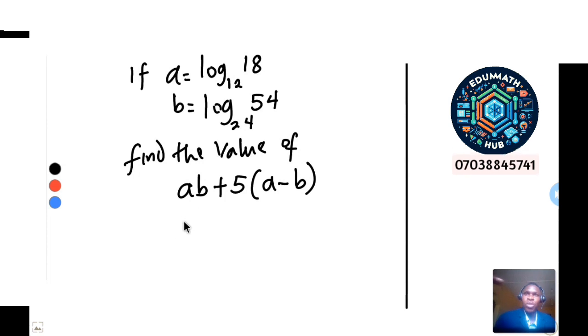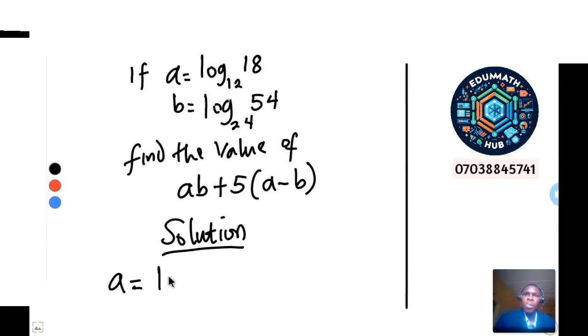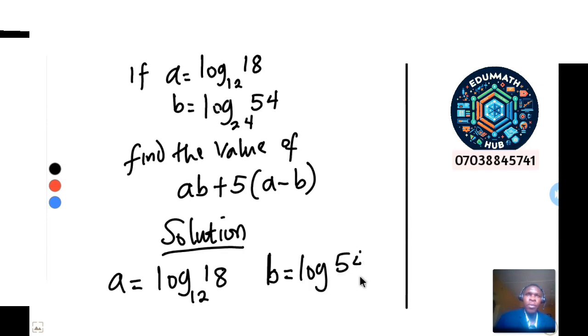This is how you're going to approach the question. This is the first thing to do. So we have A is equal to log to base 12 of 18. We're going to take it one by one, while the other part is B is equal to log of 54 to base 24.